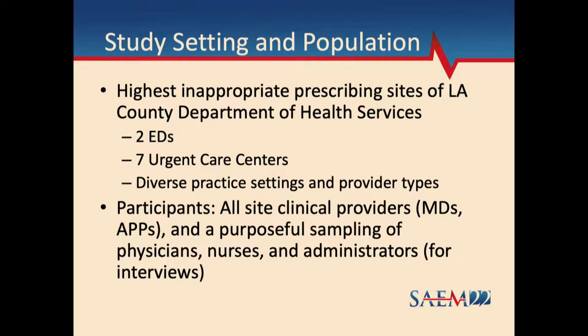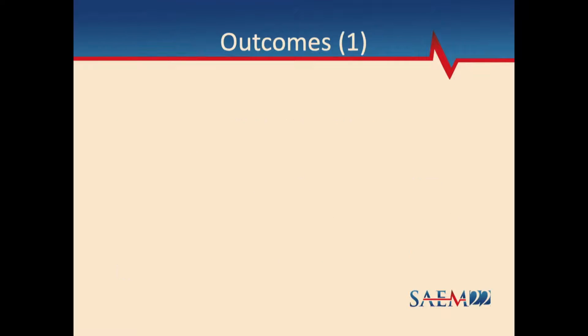So this is LA County DHS, the 2 EDs and 7 urgent care centers. And we were targeting all the providers. So this was physicians and advanced practice providers, and for the interviews that we did to understand each local practice setting, we did sampling of physicians, nurses, and administrators. So again, taking the twin approaches of looking at the implementation itself as well as the impact of the intervention.